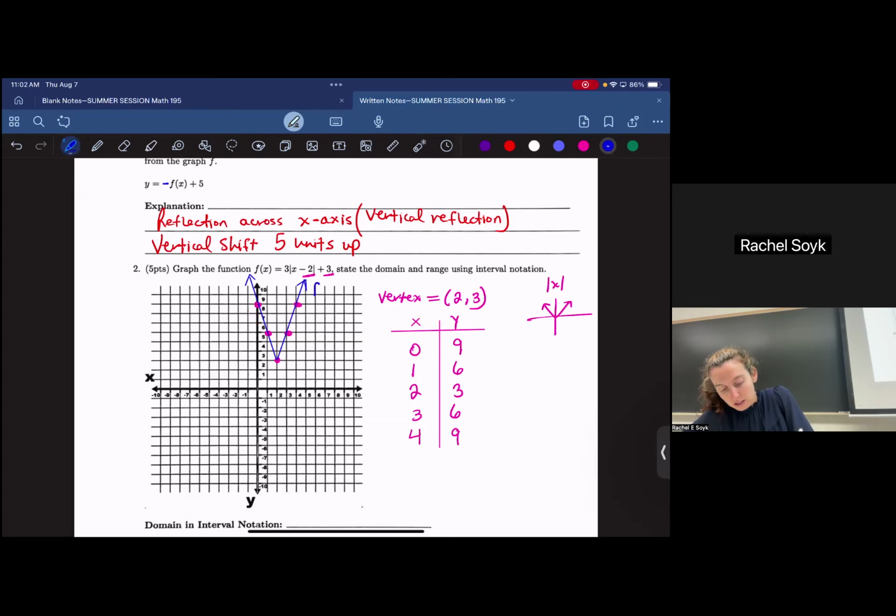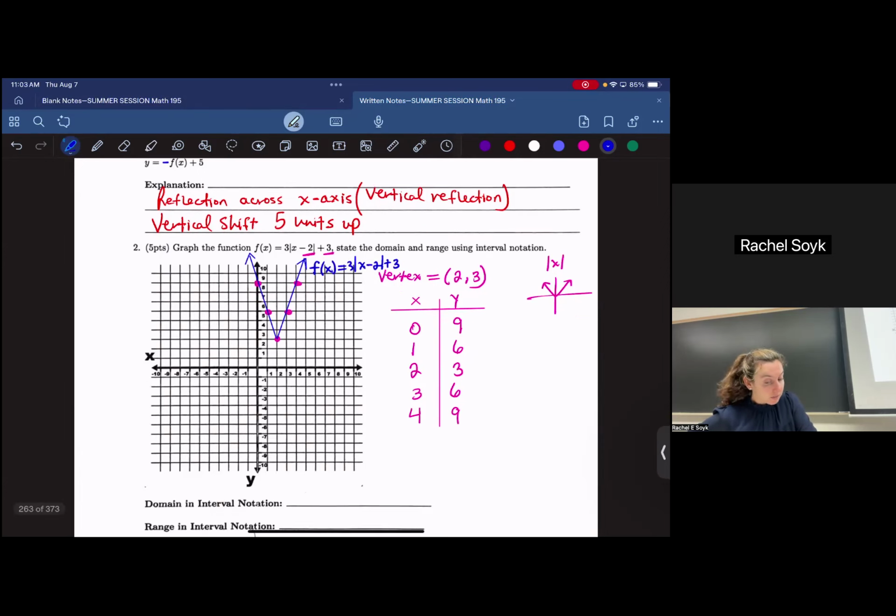And then last but not least, this is the last quiz that I won't take points off if you did not label your function on the graph, but moving forward, I will take points off. So make sure you label that function.